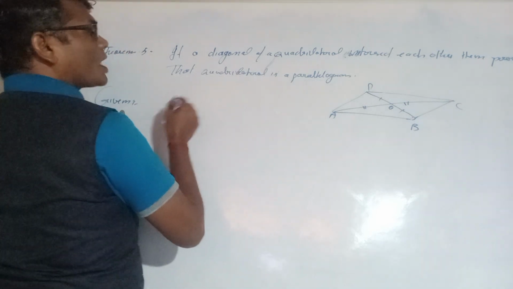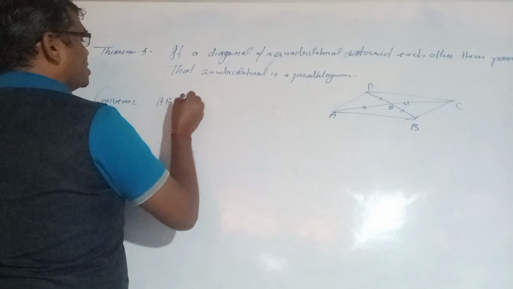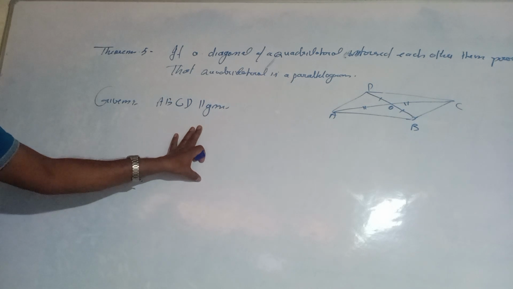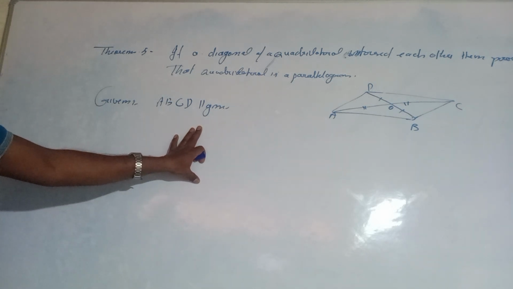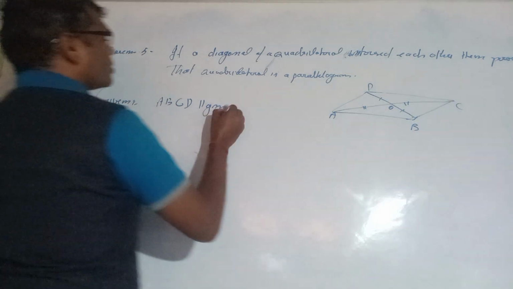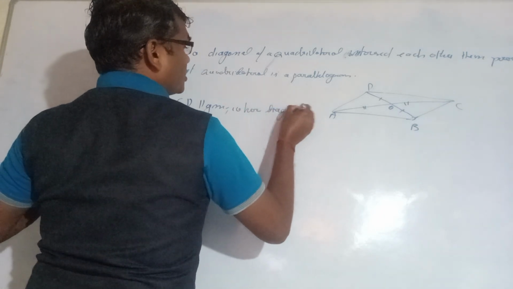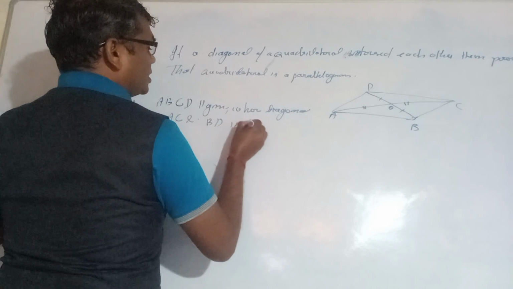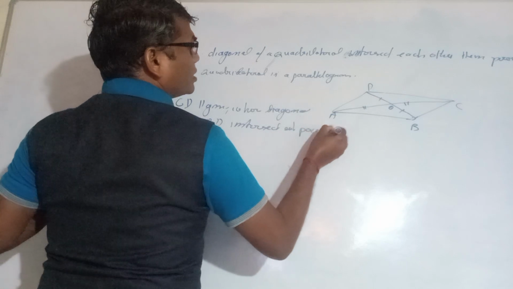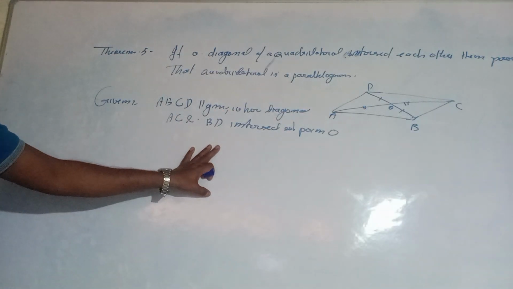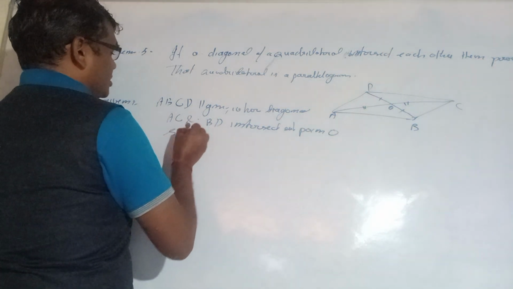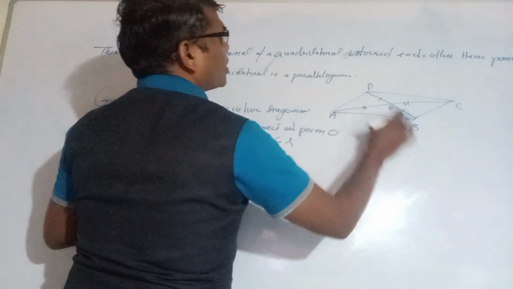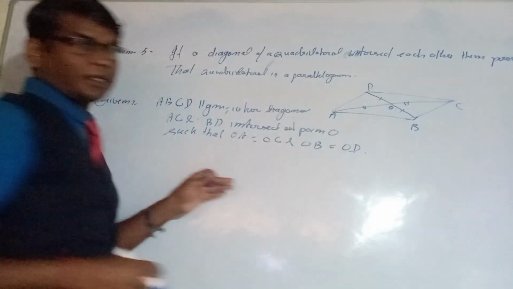What is given? ABCD is a quadrilateral where diagonals AC and BD intersect at point O, such that OA is equal to OC and OB is equal to OD. It's a given.